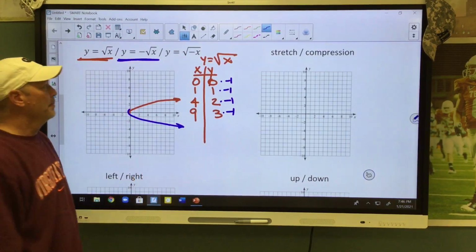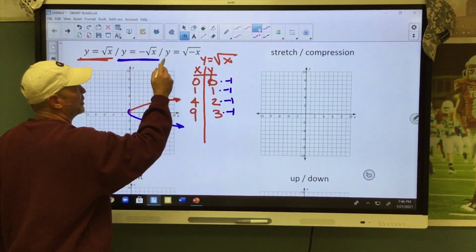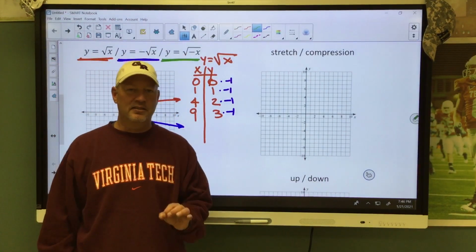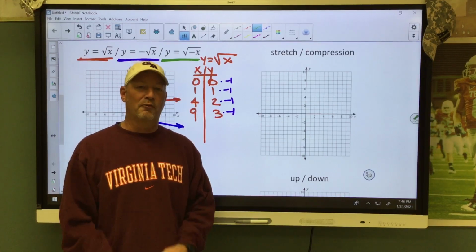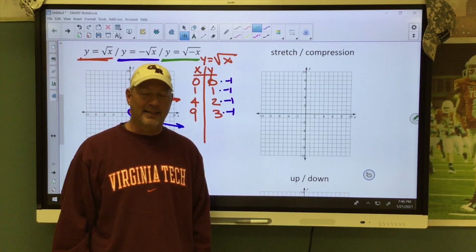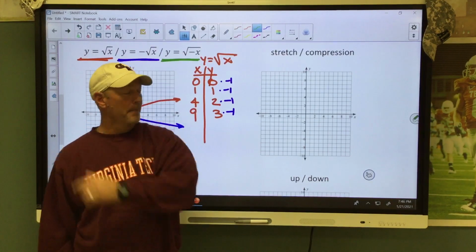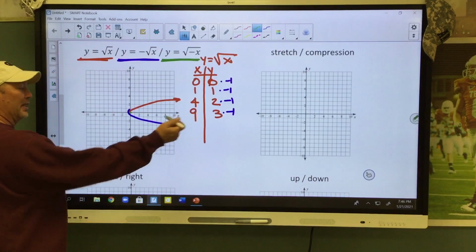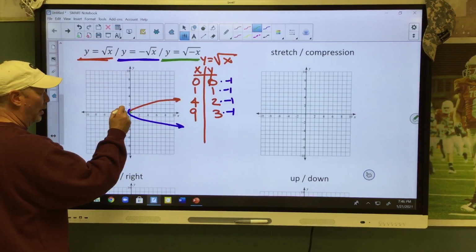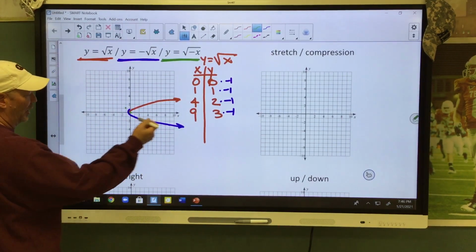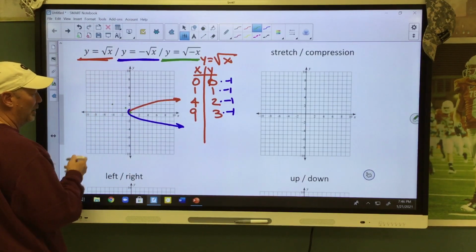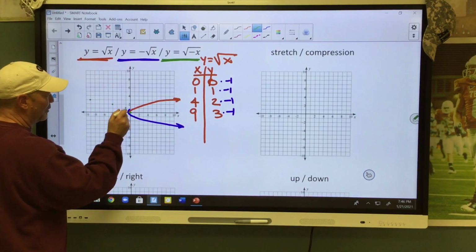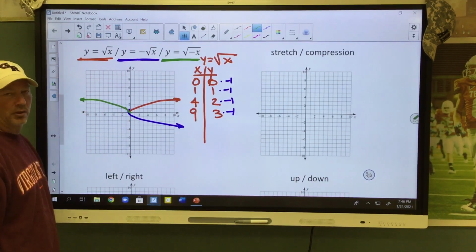The next we're going to do is this equation. The negative is inside the radical. This is the new one. This is the horizontal reflection over the y-axis. We're going the other way. So, same pattern. You're still going to start at the origin, but this time we're going to go to the left 1 and be up 1. To the left 4 and up 2. To the left 9 and up 3. This is what a horizontal reflection would look like.